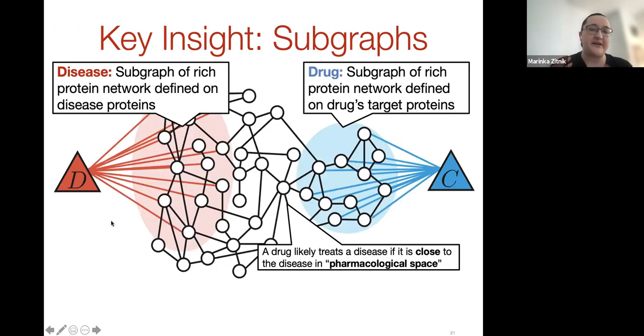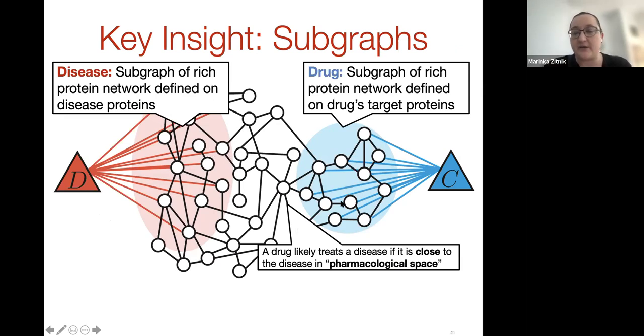So what will be our key insight to do that? Our key insight to do that will be to really expand this view of the bipartite graph from the previous slide slightly, in the sense that drugs and diseases will not be represented by individual nodes in the graph, but they will be represented as subgraphs. So our problem setup is then the following.